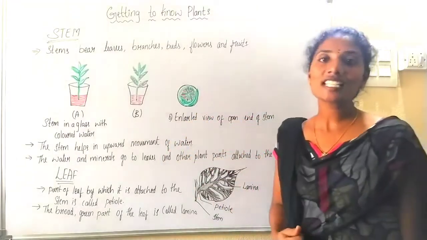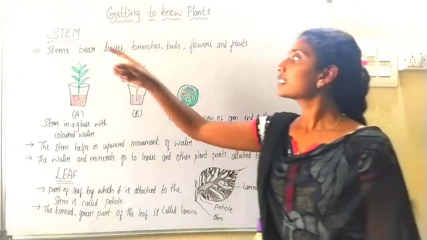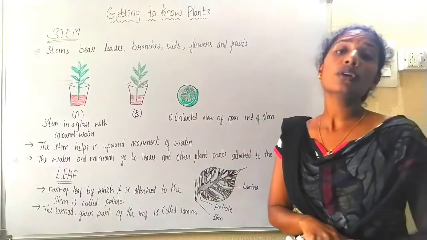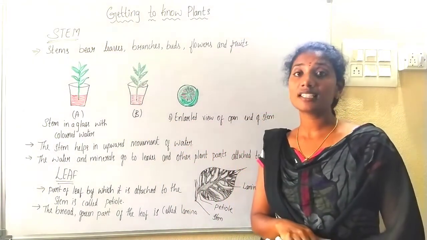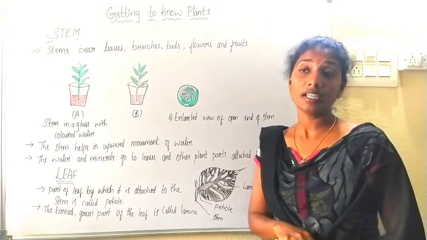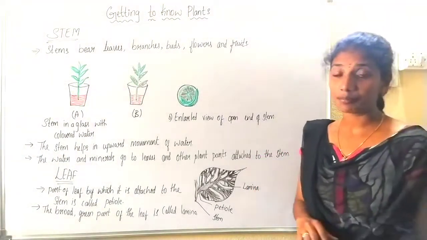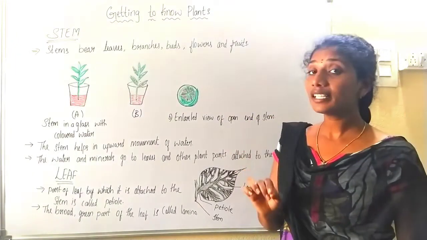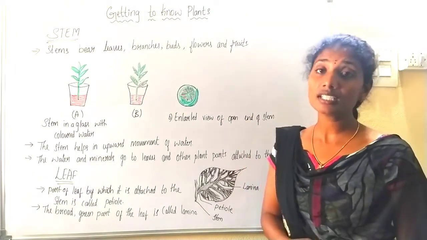Okay students, in today's class we are going to learn about the stem. So students, when you go into your garden, you can see the plants, right? Can you identify the stem? Okay, you are able to identify the stem. Now, are you able to identify the different parts that are present on the stem?